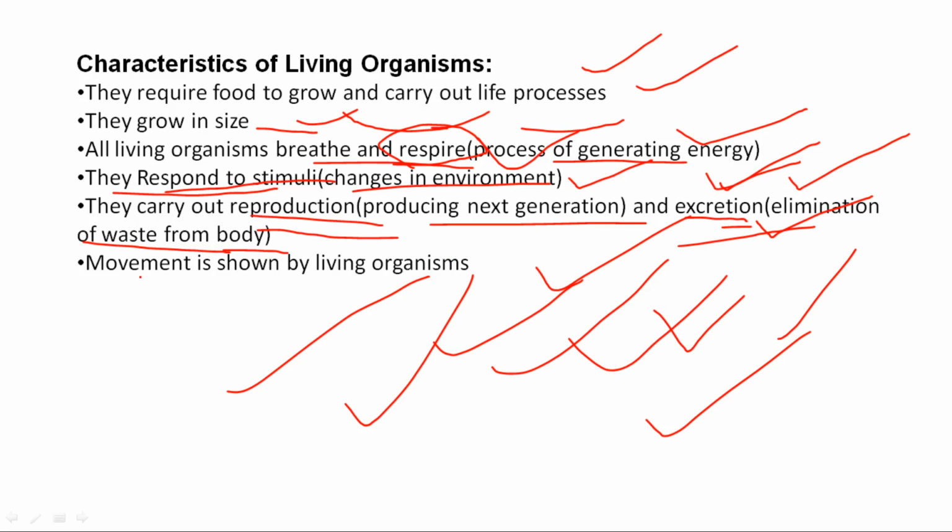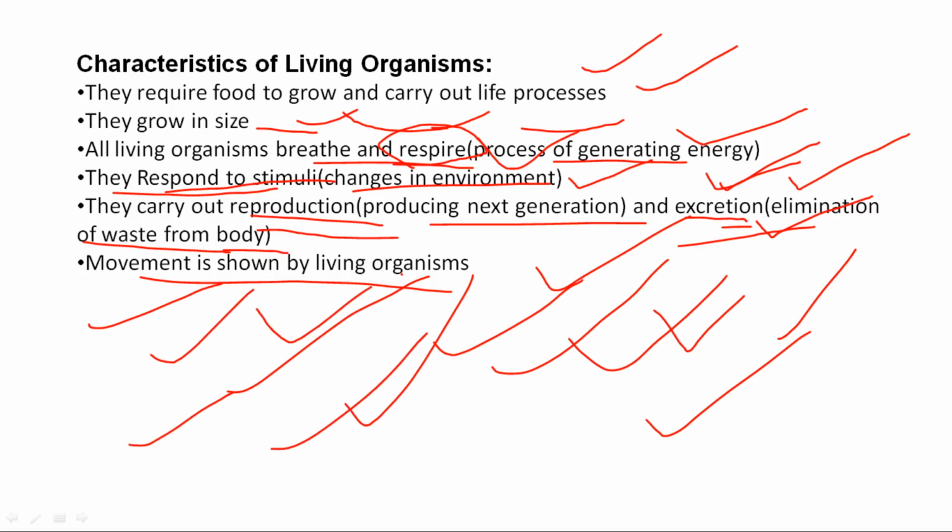Then movement is shown by living organisms. Like all the animals go from one place to another place, because they have hands and legs or other things. Some will crawl, like a snail or a snake crawls. Fish will swim. Some animals run, some animals walk. Like this, they will do movement.